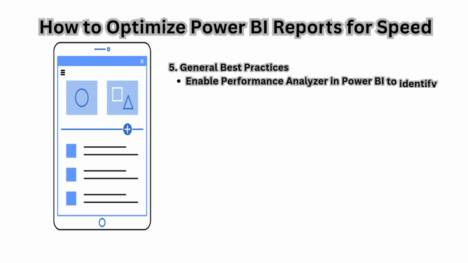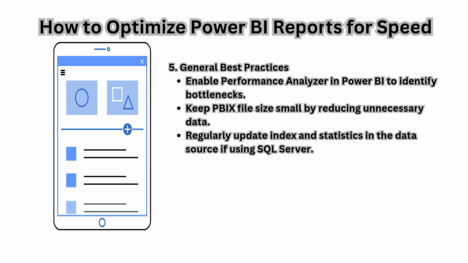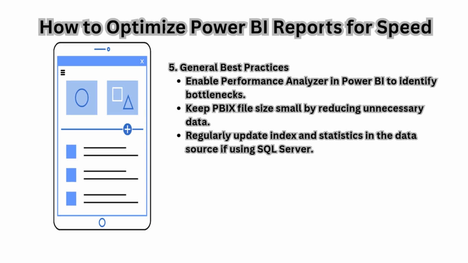5. General best practices. Enable Performance Analyzer in Power BI to identify bottlenecks. Keep PBIX file size small by reducing unnecessary data. Regularly update index and statistics in the data source if using SQL Server.